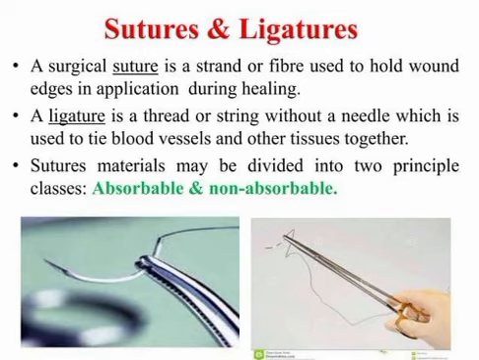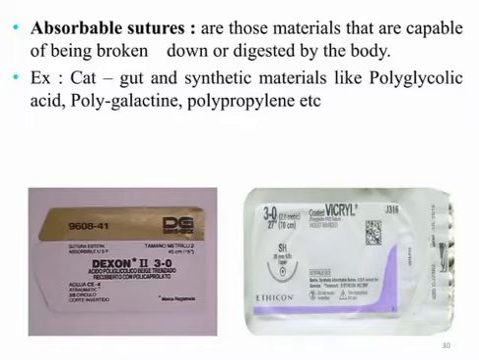The suture will hold the edges of the wounds during the healing process, but the ligature contains a string or a thread with a needle, which is used to tie the blood vessels or other tissues together. Usually, suture materials may be divided into two principal classes, that is absorbable and non-absorbable.